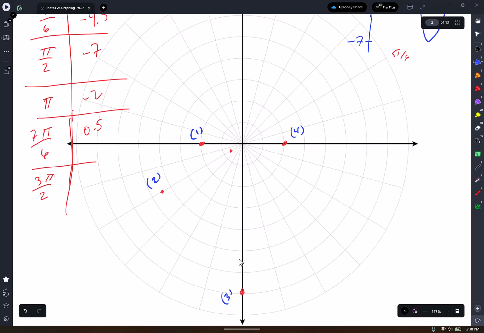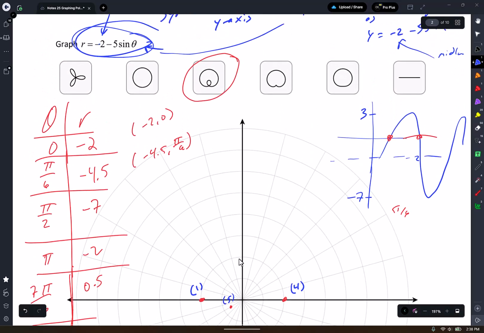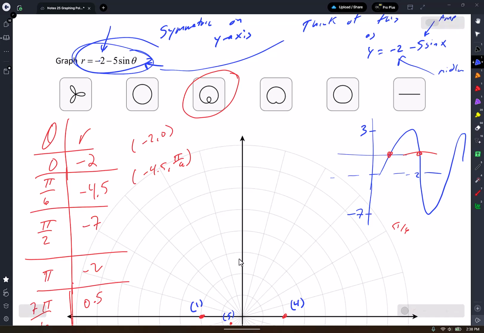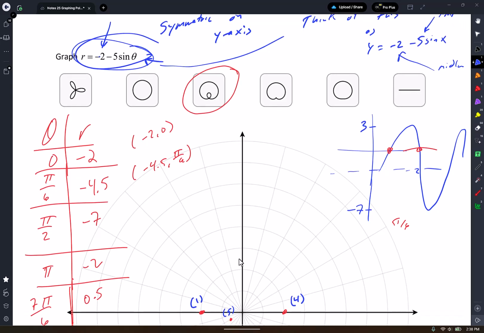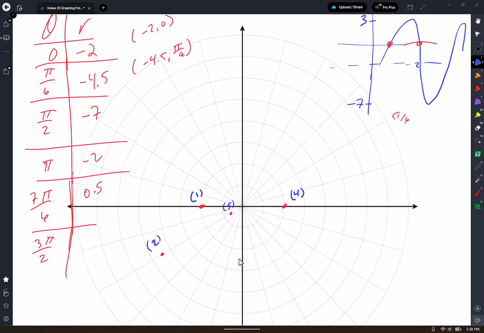By the way, that's my 6th point. 1, 2, 3, 4. That's my 5th point. There should have been a 5th one, a 6th one, but that's fine. 3 pi over 2. Sine of 3 pi over 2 is negative 1. Negative times a negative is a positive. Negative 2 plus 5 is 3, no? Okay. 3 pi over 2 and 3. Okay, I think that's enough to see how this is going.